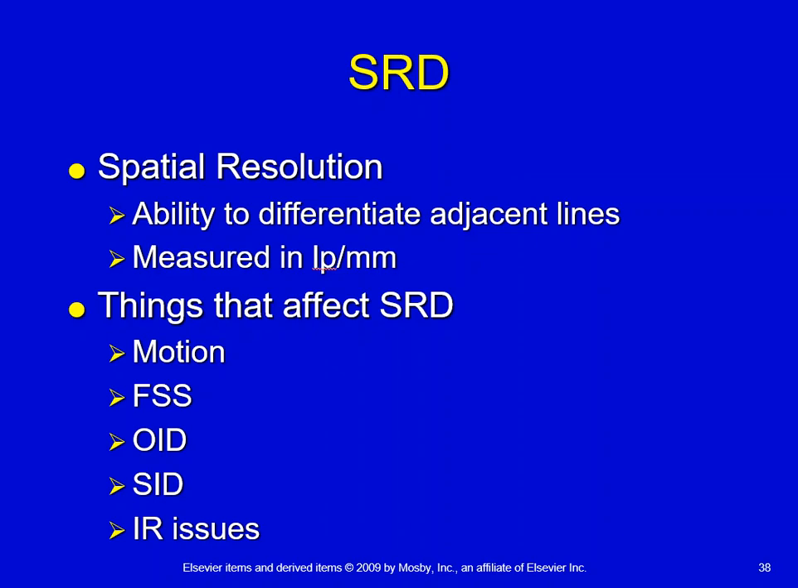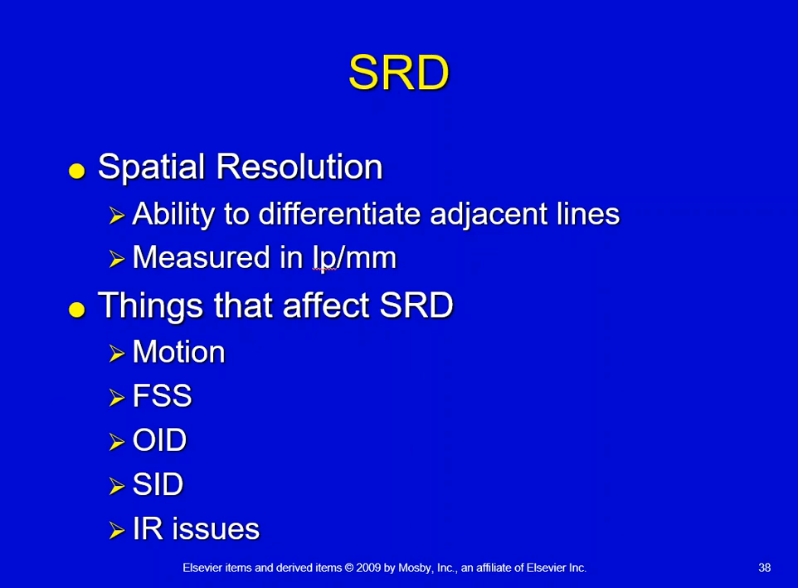Things that affect sharpness of recorded detail would be motion. Motion is the one thing that you are not completely under control of. You can limit the likelihood that you'll see motion on the image receptor or on the image by giving the patient good instructions and also by using the shortest time possible, or shortest time feasible anyway.